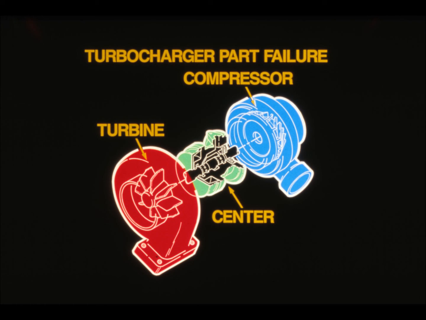An in-depth examination of typical failed turbocharger parts is next. This examination will be divided into 3 parts. Each part will deal with one section of the turbocharger: the compressor wheel and housing, the turbine wheel and housing, and the center housing.